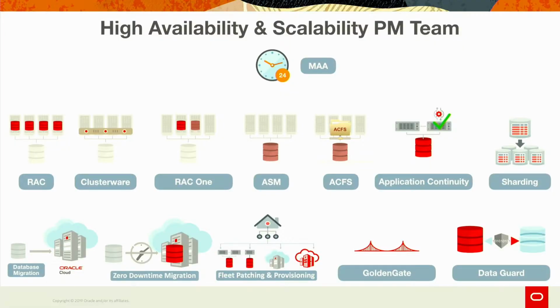I work at Oracle in the high availability and scalability product management team. We take care of everything that has to do with maximum availability architecture, and all of the products that you can see here, starting with RAC, of course, for highly available databases, and all the way to the bottom. In my case, I take direct responsibility of the cluster file system, database cloud migration, and our patching and provisioning framework called Fleet Patching and Provisioning, or FPP.